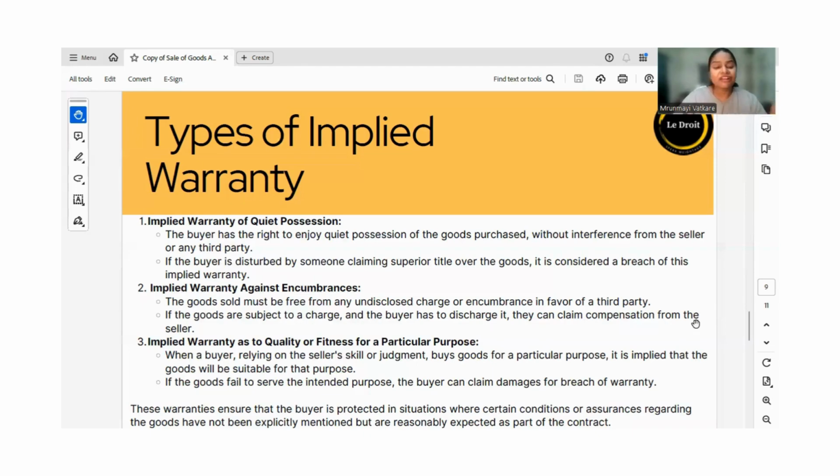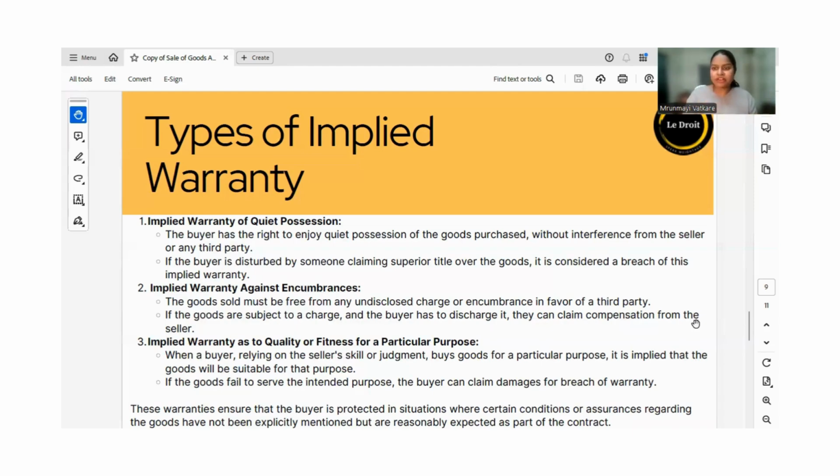These warranties ensure that the buyer is protected in situations where certain conditions or assurances regarding the goods have not been explicitly mentioned but are reasonably expected as a part of the contract. So here, such types of warranties will not be expressly mentioned in your contract, but these are your rights as a buyer.